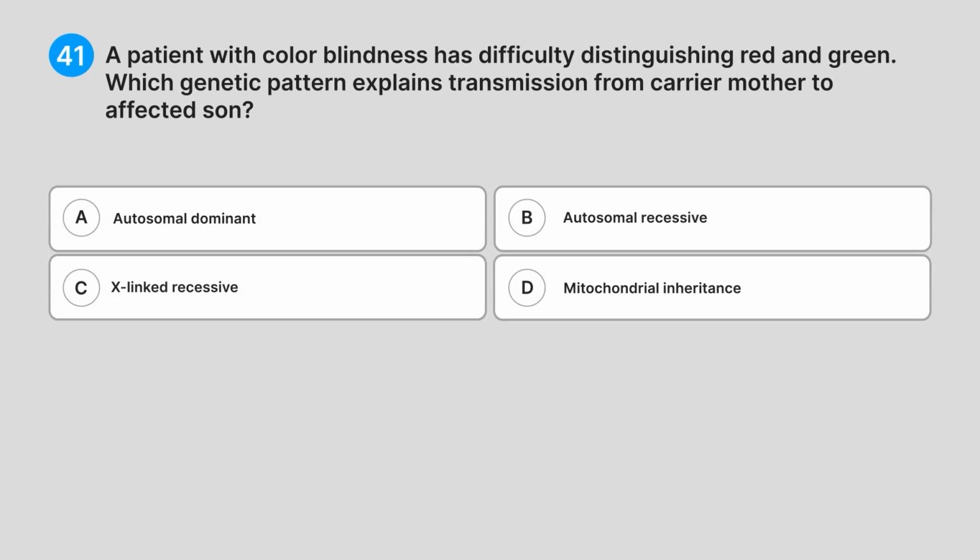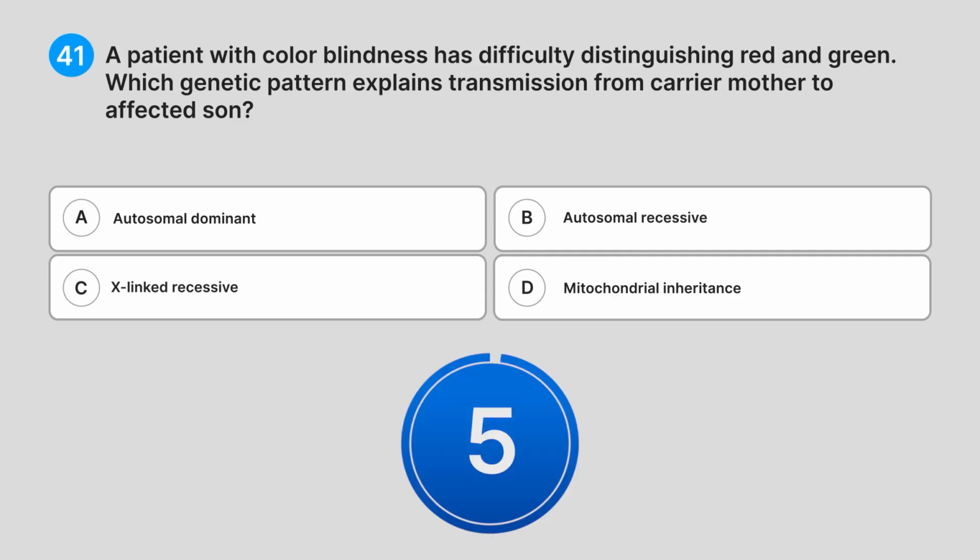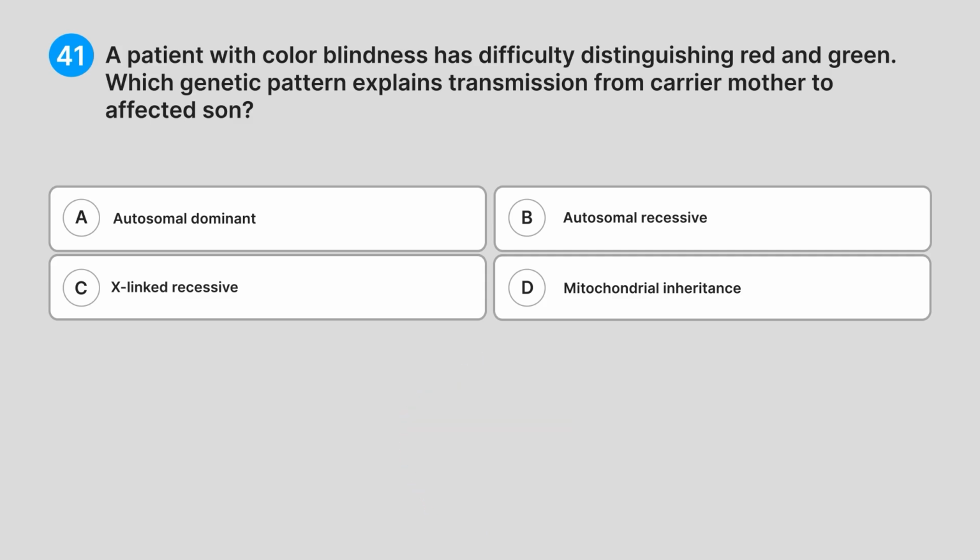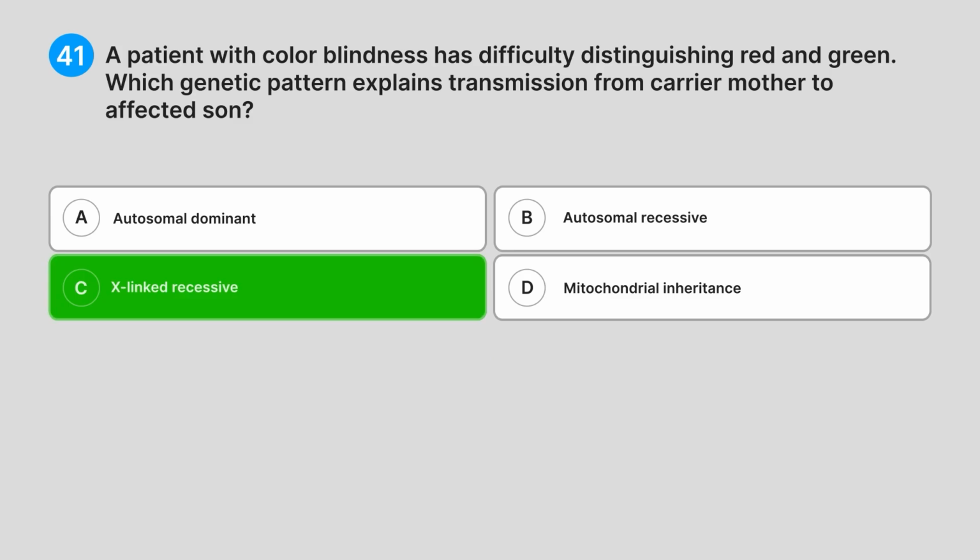41. A patient with colour blindness has difficulty distinguishing red and green. Which genetic pattern explains transmission from carrier mother to affected son? A. Autosomal dominant, B. Autosomal recessive, C. X-linked recessive, D. Mitochondrial inheritance. Can you guess the answer? Correct answer, C. X-linked recessive.